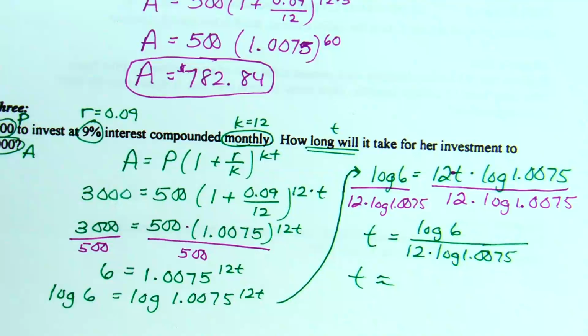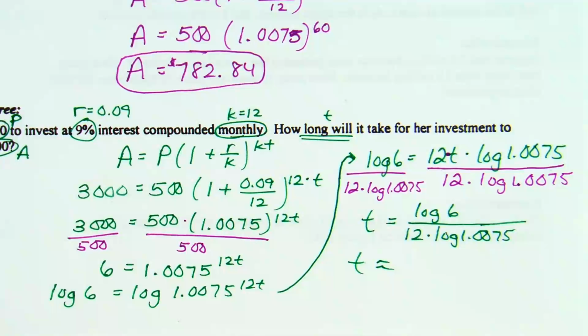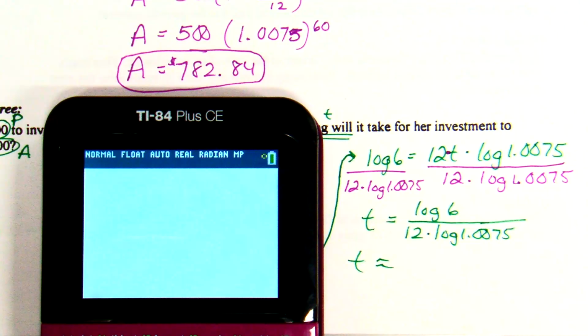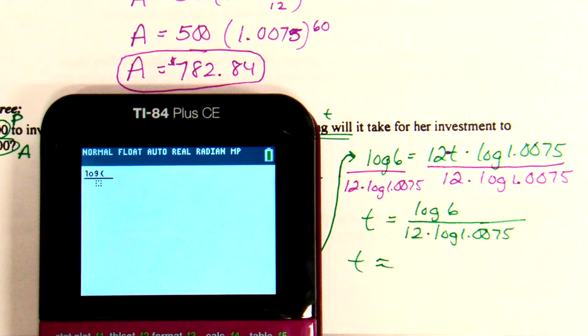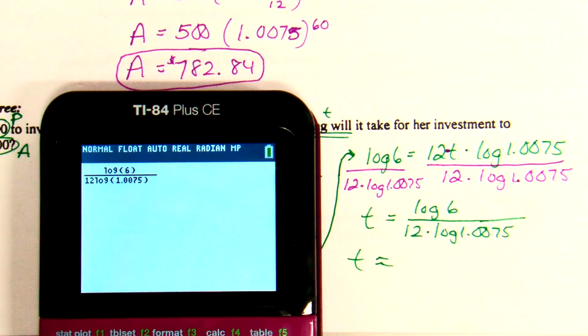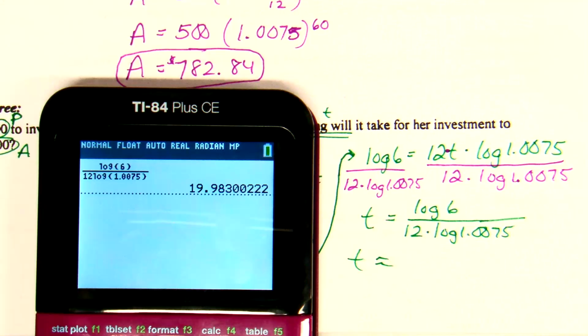If you do it like I do it, make sure you set up the fraction bar, you're good. If you use a division symbol, make sure you put parentheses around the denominator. Otherwise, it won't work out right. So fraction bar, in my opinion, is easiest. Log of 6 divided by 12 log 1.0075. Did you get an answer similar to mine?